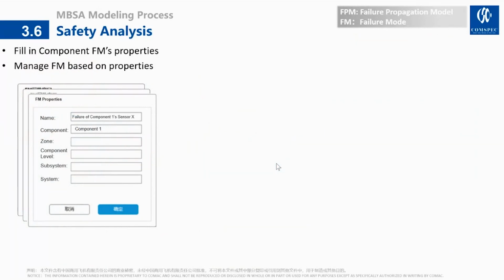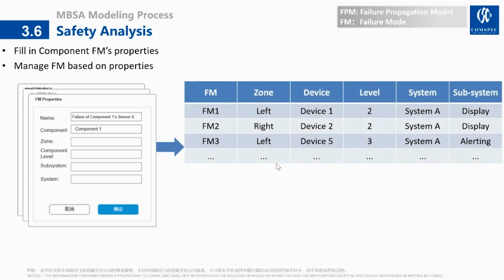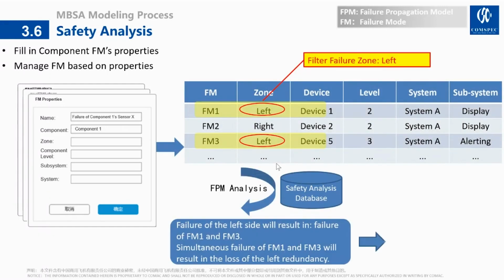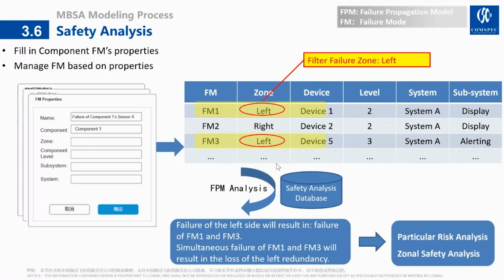Component FM can be managed according to attributes such as zone, component safety level, system, and subsystem. And by filtering these attributes, it can support PRZSA. For example, if the failure area is screened to the left, we can get the FM1 and FM3 failures. And then a combined failure is performed on the two failure modes. Based on the safety analysis database, the impact analysis of the combined failure is performed so that PRA-ZRC can be analyzed.